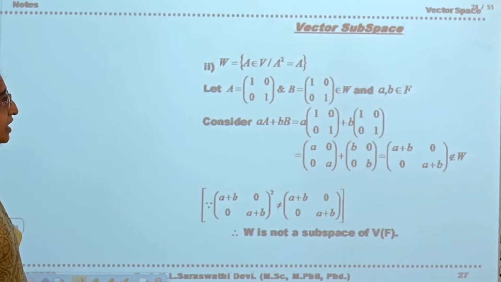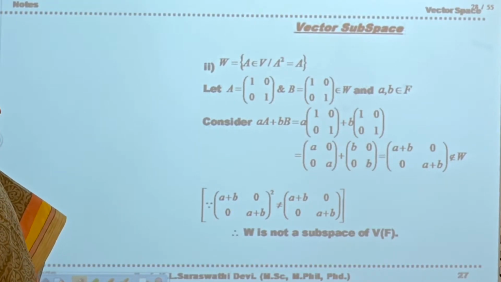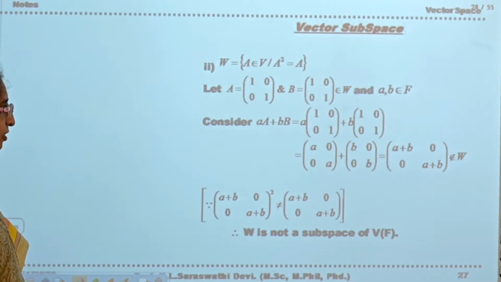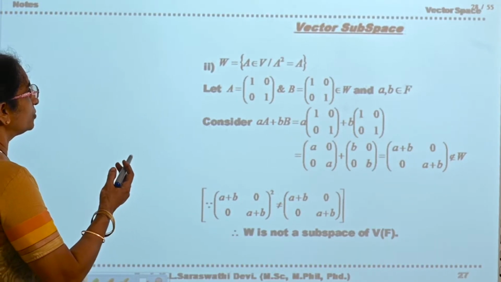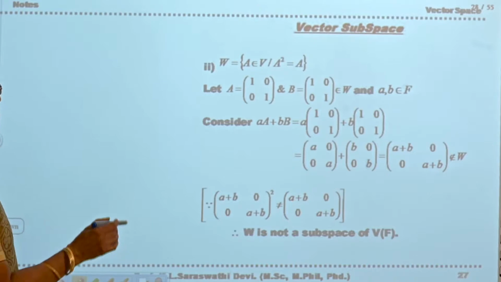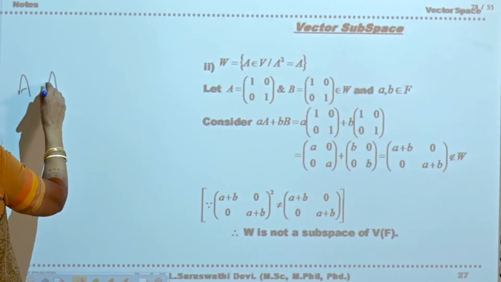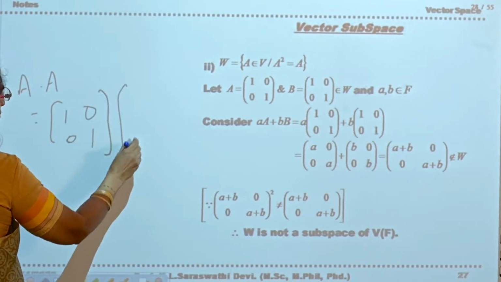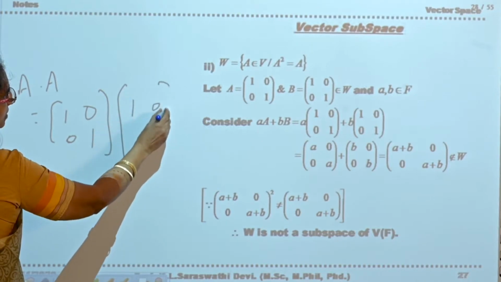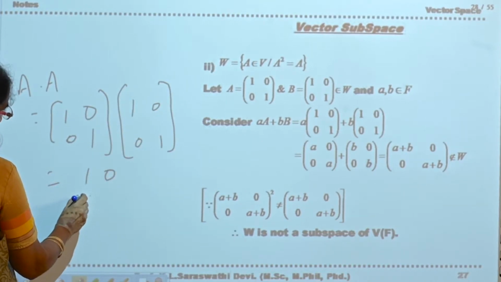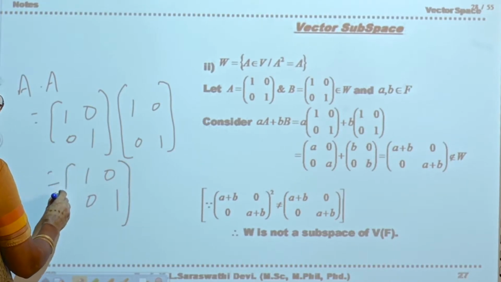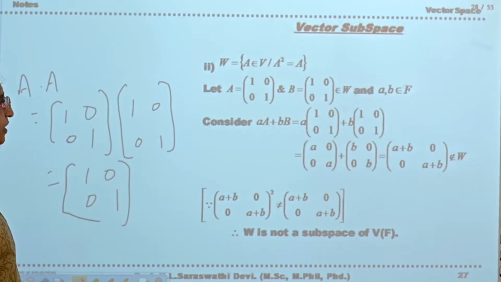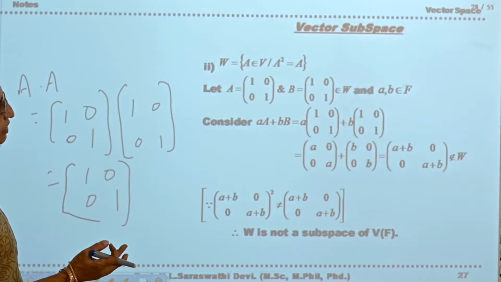In the second problem, W is {A belongs to V, A square is equal to A}. A is a 2 by 2 matrix, but A square should be equal to A. Now see here, [1, 0; 0, 1]. Multiply it again, A square means A into A, that is [1, 0; 0, 1] into [1, 0; 0, 1]. This is again [1, 0; 0, 1], because it is the identity matrix. Now you have taken A as [1, 0; 0, 1] and B is also [1, 0; 0, 1].